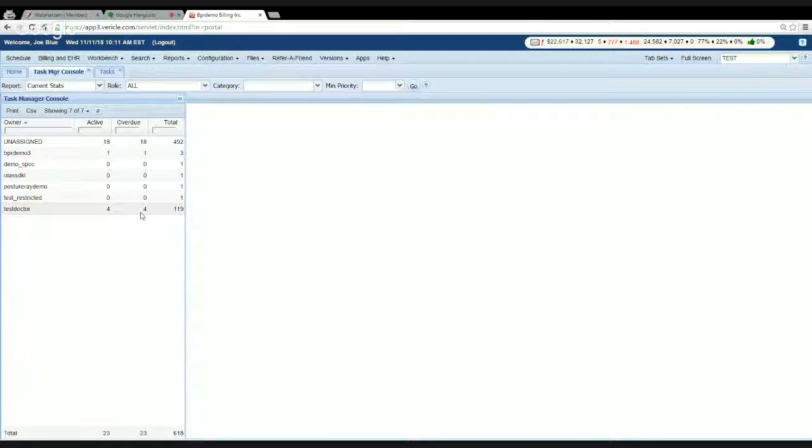And this is really nice because as the head of an organization, I can look at everybody's backlog. And if I see that I've got two people here with competing numbers, so if I've got this person called unassigned and this person BPR demo 3, with such a difference in their total active tasks. So one person right now has to do 18 things and one person only has one thing to do.